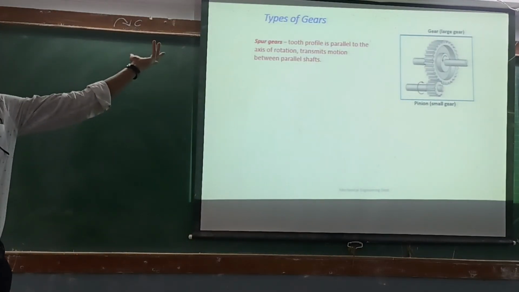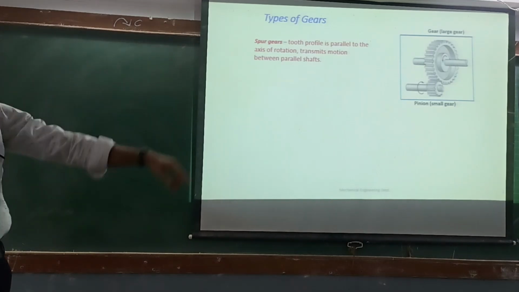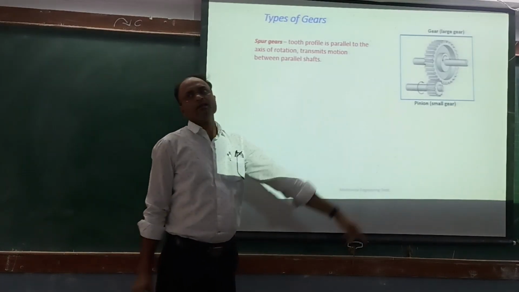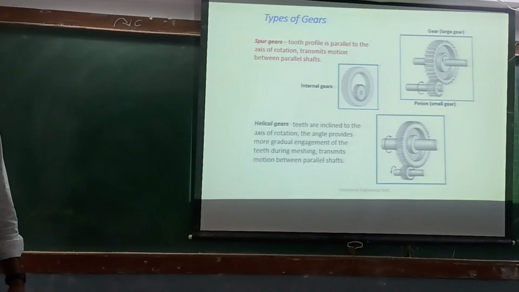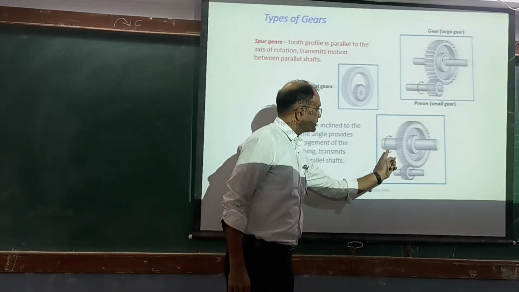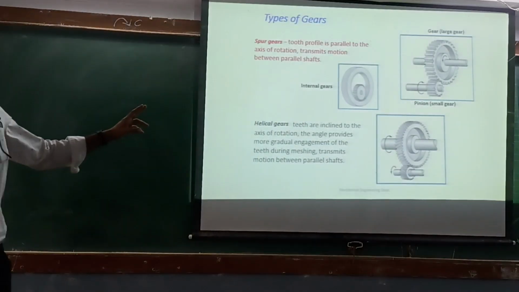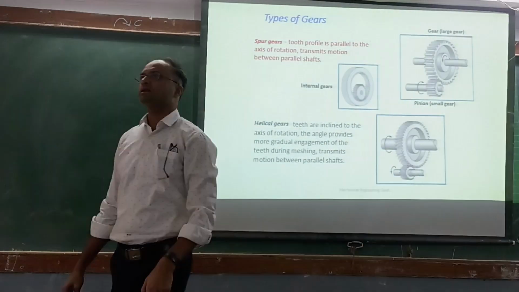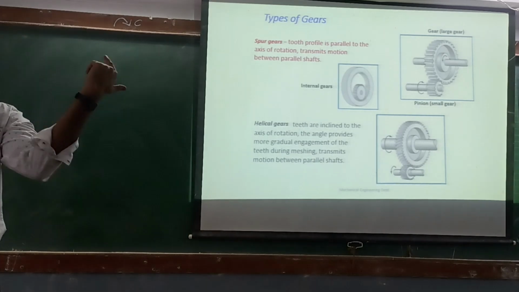So first, types of gears, as we already know. Spur gears: the tooth profile is parallel to the axis, and they transmit motion between parallel shafts. Same is the case with helical gears. These are helical gears. You can see teeth are at a certain angle with the axis. Then here we see internal gears. These are called internal gears, but the teeth may again be like spur gears or helical gears.